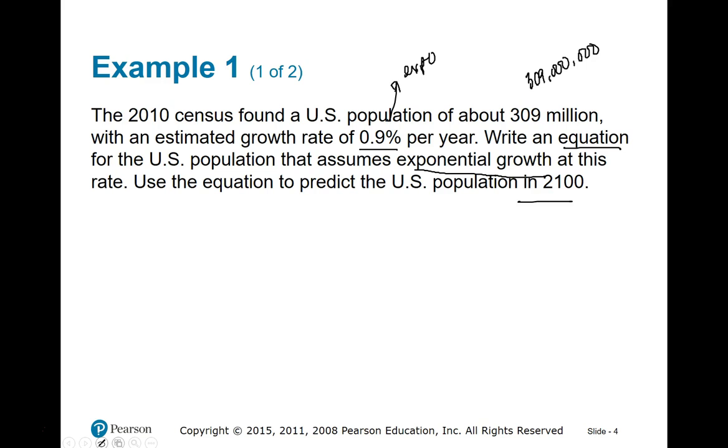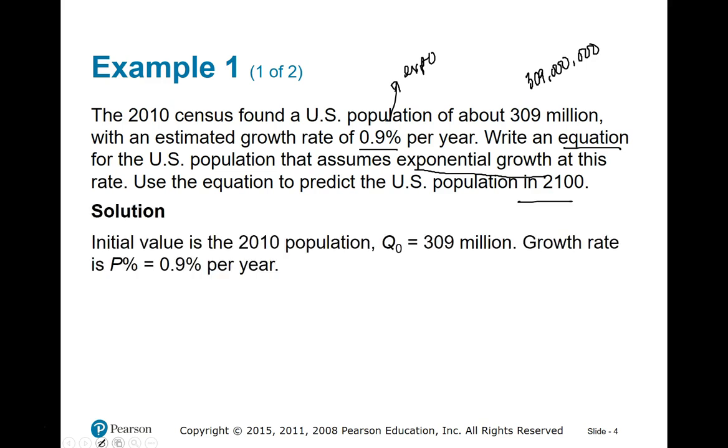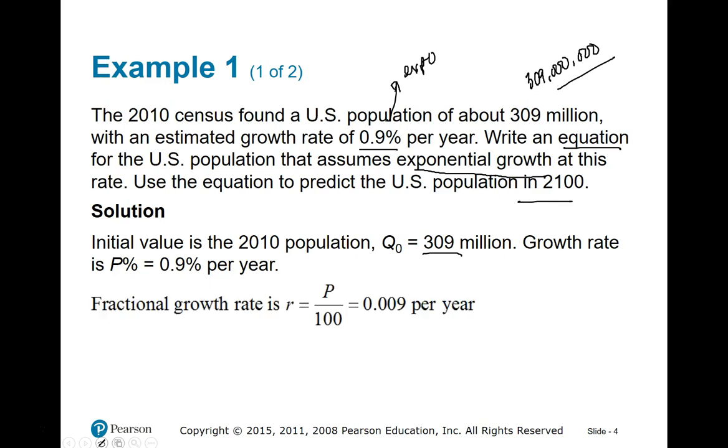So we'll identify all the important parts. In 2010, I have 309 million. Now you can leave this as 309 and just put million at the end, or you could put all the zeros. Either way is fine. The growth is 0.9%, but when I plug that into my equation, I need to write it as a decimal. So I take that 0.9 and put it over 100, and when I do my division, I get 0.009. It's a growth, right? It's positive.